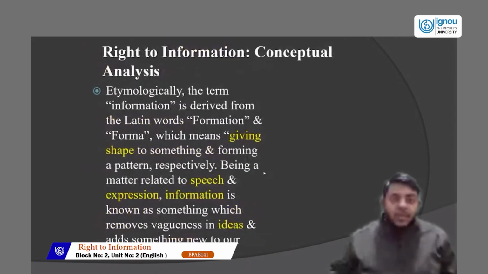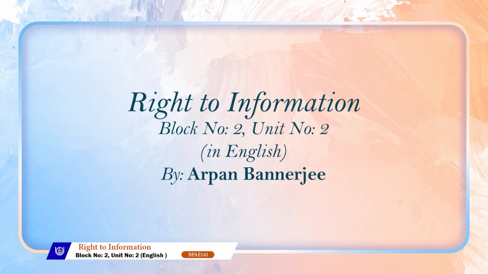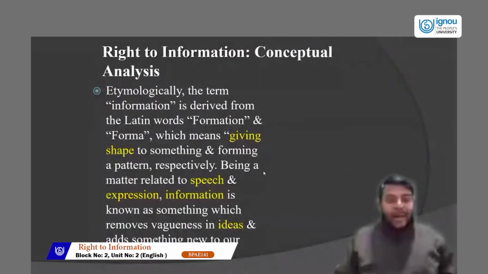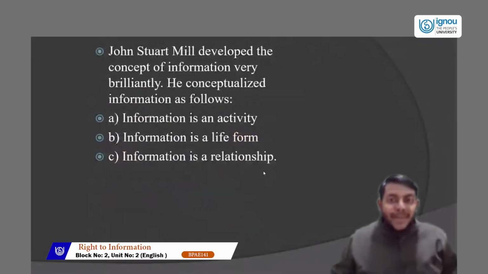So now let us do a conceptual analysis of the concept of right to information. So etymologically, if we see the etymology of this term, the term information is derived from the Latin words formation and forma, which means giving shape to something, and also forming a pattern. So being a matter related to speech and expression, information is known as something which removes vagueness in ideas and also adds something new to our awareness.